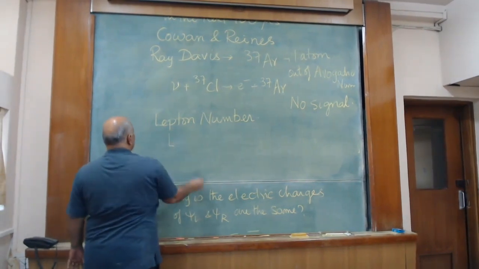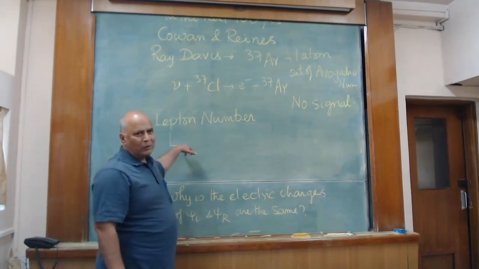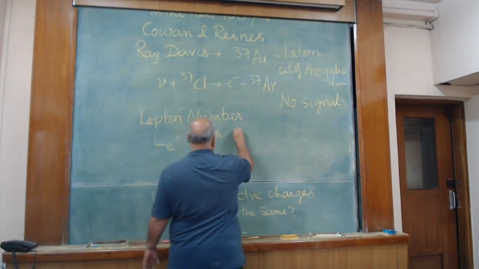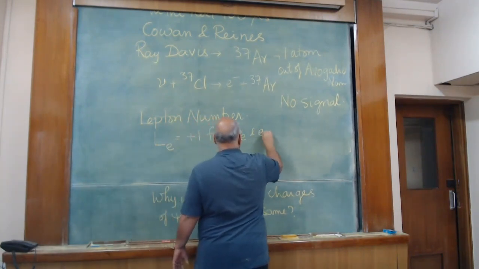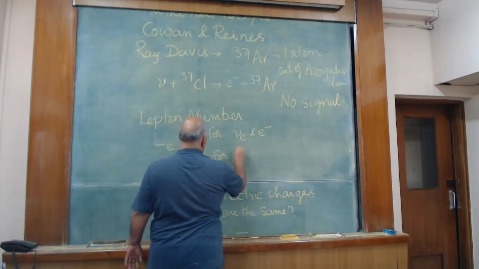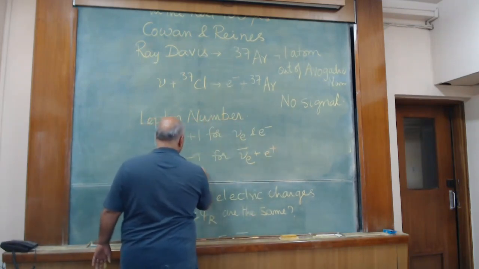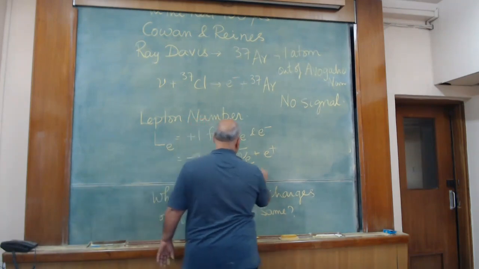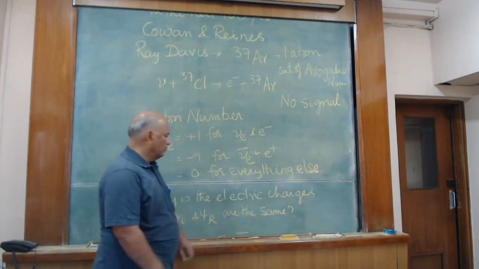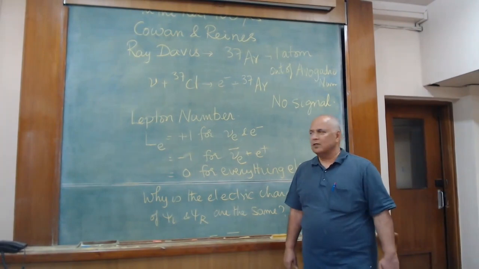So you define a number which we call Le. I'm anticipating a little bit, so I'm putting the subscript e, which we define to be +1 for mu E and electron, and -1 for this antiparticle and positron, and 0 for the others, and you demand that every interaction should conserve Le.